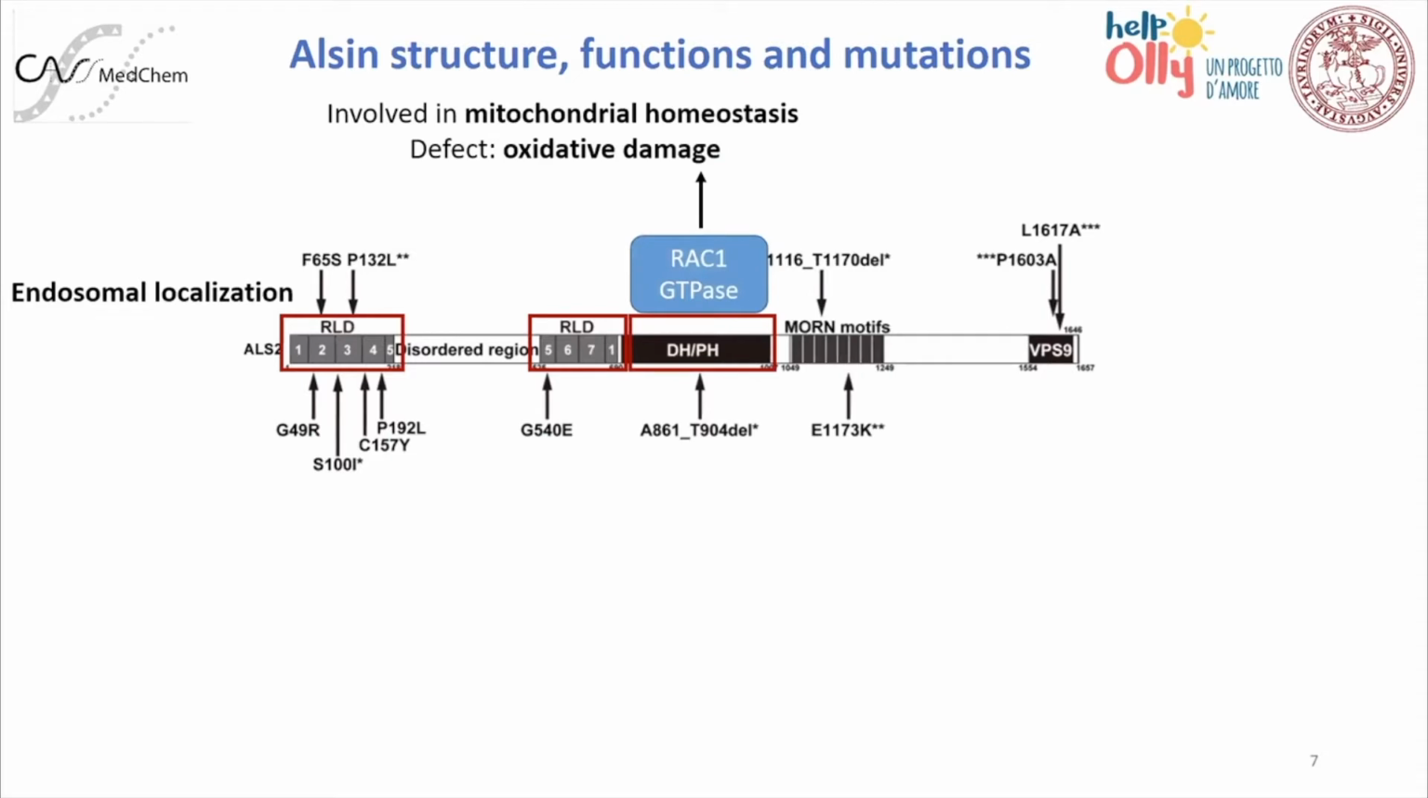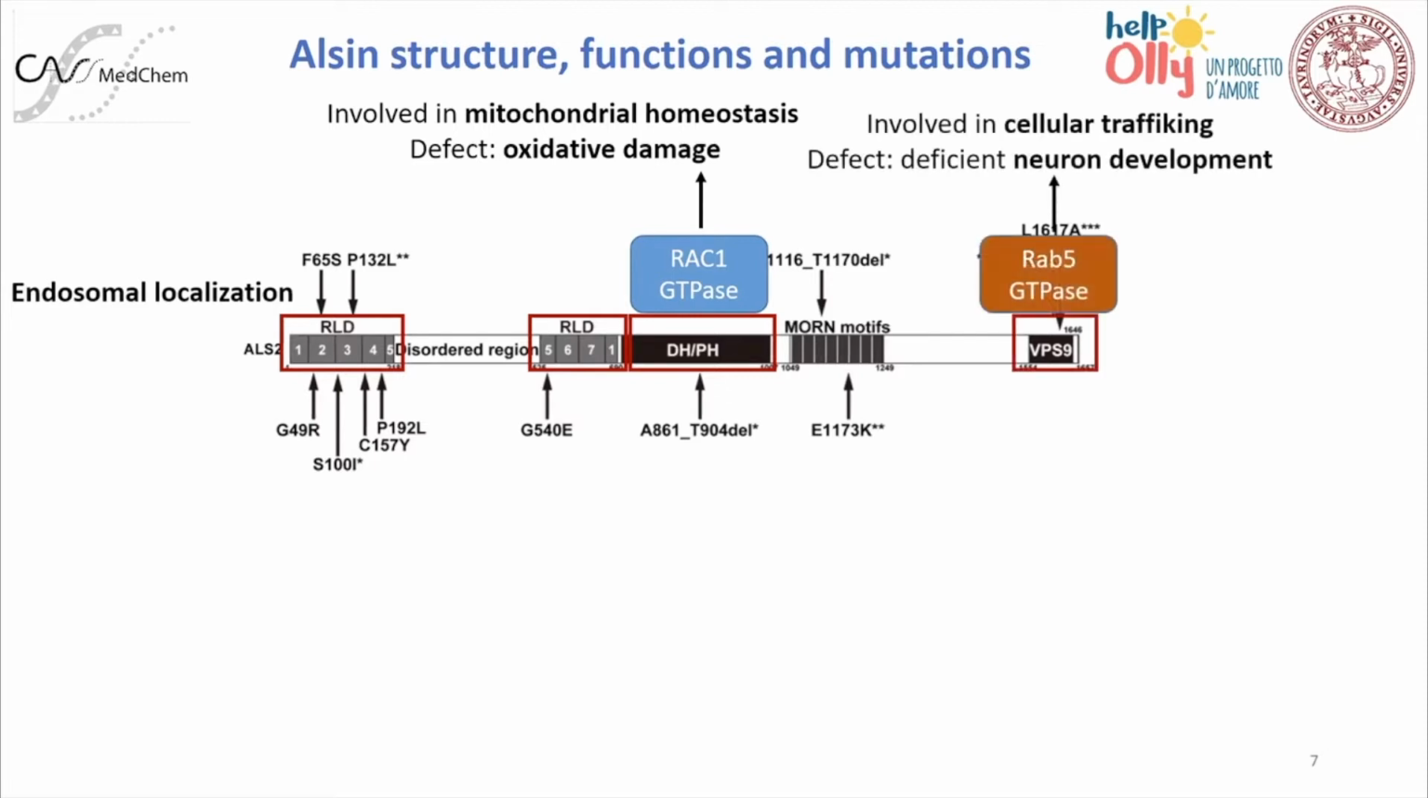Then there is the DHPH domain, which is extremely important because it's an interaction site for the GTPase Rab5. And that's the key domain to understand Alsin function. There is a so-called VPS9 domain, which is the interaction site for Rab5, another GTPase, which is already since long known to be basically at the crossroads of cellular trafficking mechanisms and whose impairment leads to neuron development deficiency.